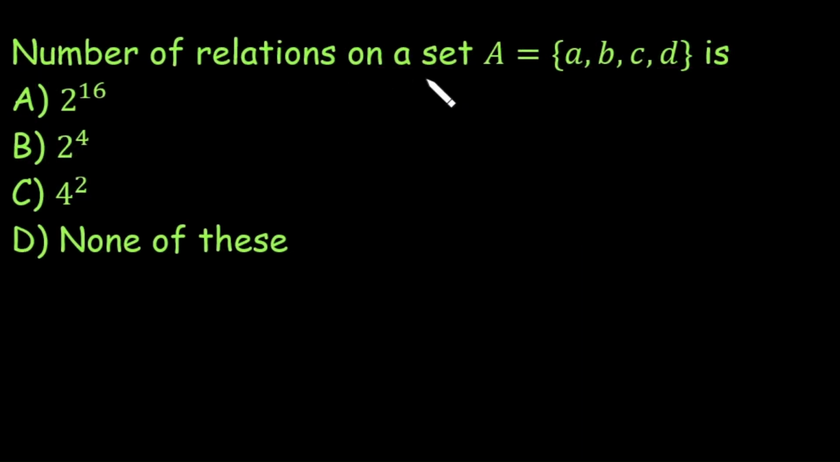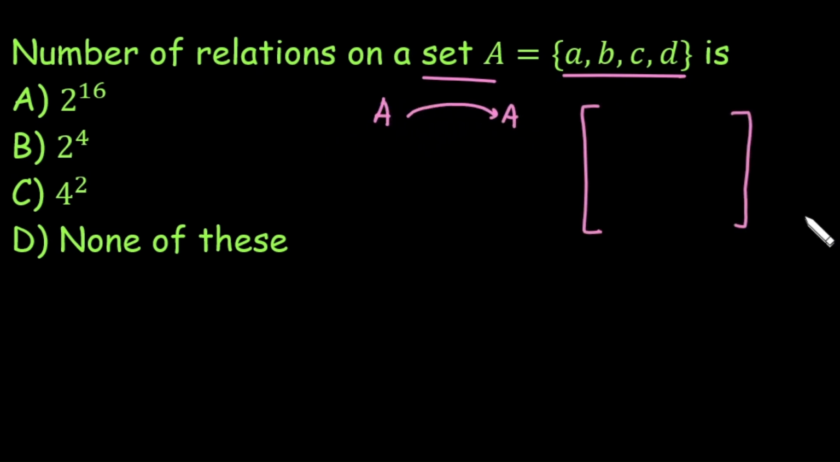Next, the number of relations on a set A with these elements. Only one set is given to you, which means we need to take the relation from set A to A. So here we have a square matrix, 4 elements placed row wise and 4 elements column wise. Total entries, that is 16. So the number of relations is 2 raised to power 16.